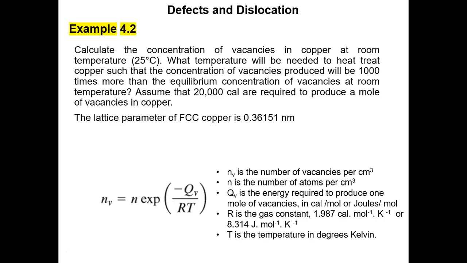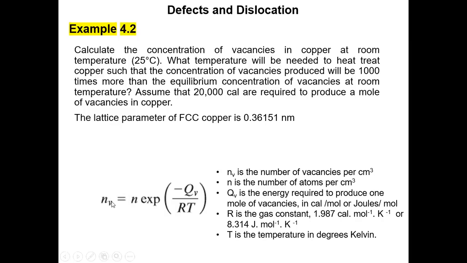So now you know at room temperature how many vacancies there are in copper. So what's the second question? What temperature will be needed to heat treat copper such that the concentration of vacancies produced will be 1000 times more than the equilibrium concentration of vacancies at room temperature? So what do you do? You have to do a reverse calculation. Now you know the NV value.